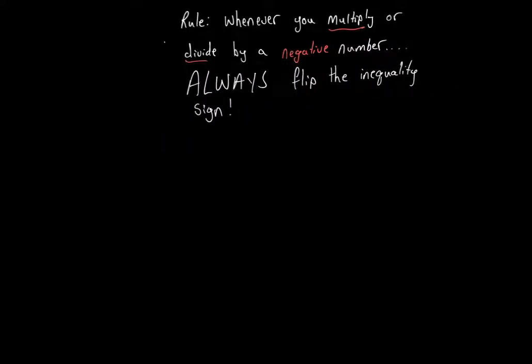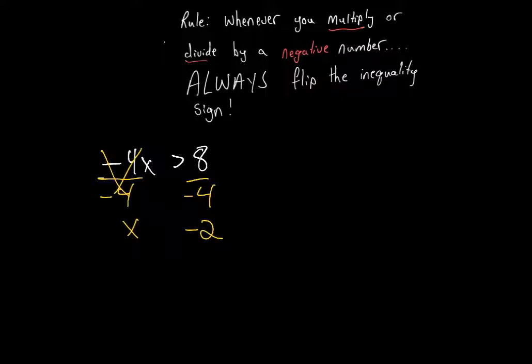Let's do an easy one, that we had a negative 4 times x is greater than 8. And we need to solve for that. To solve, we're going to do division. We're going to divide by negative 4 and divide by negative 4. Okay? This cancels out. We're left with x. And we have 8 divided by negative 4, which gives me what? A negative 2.